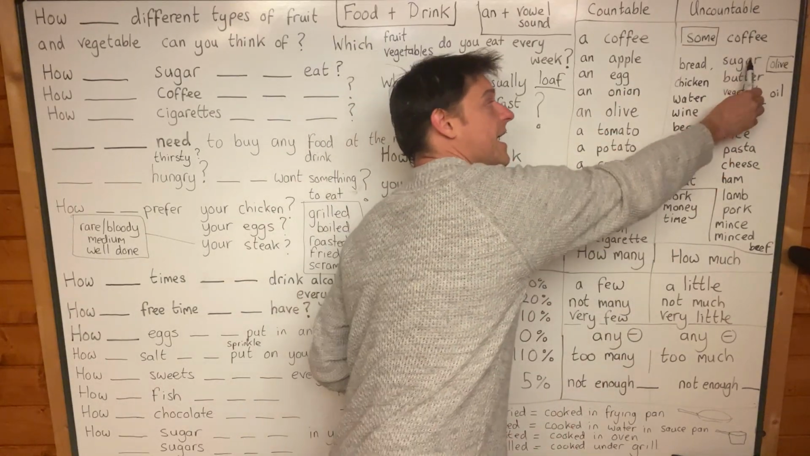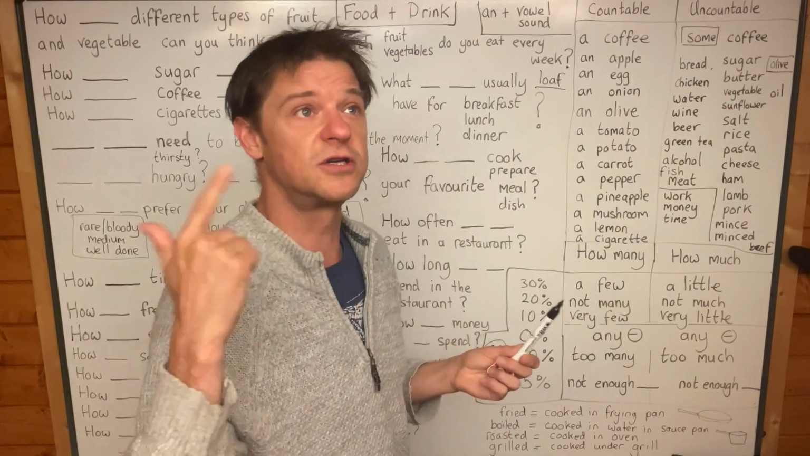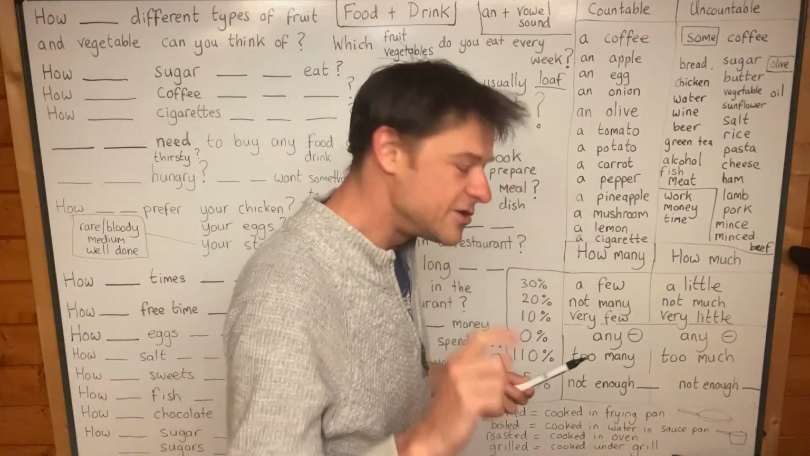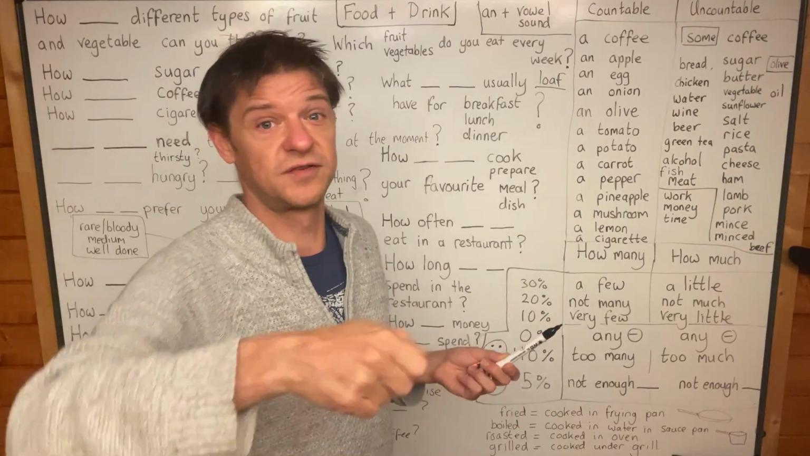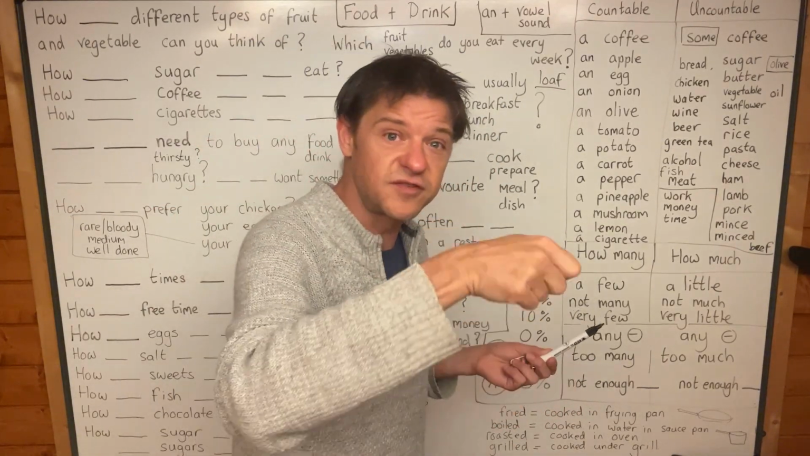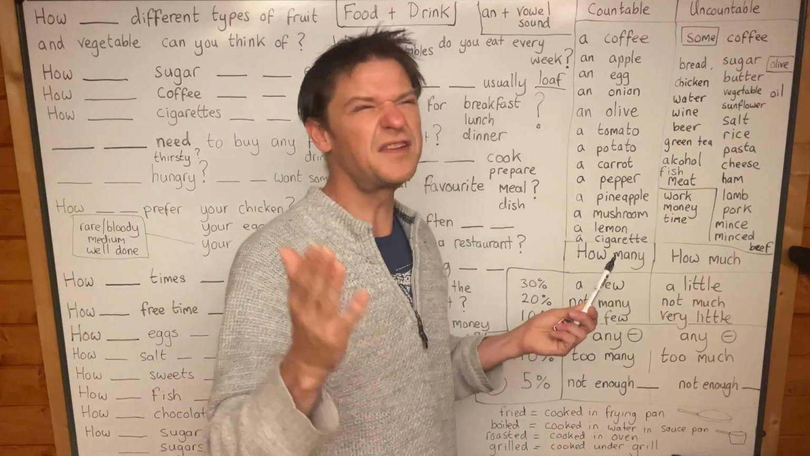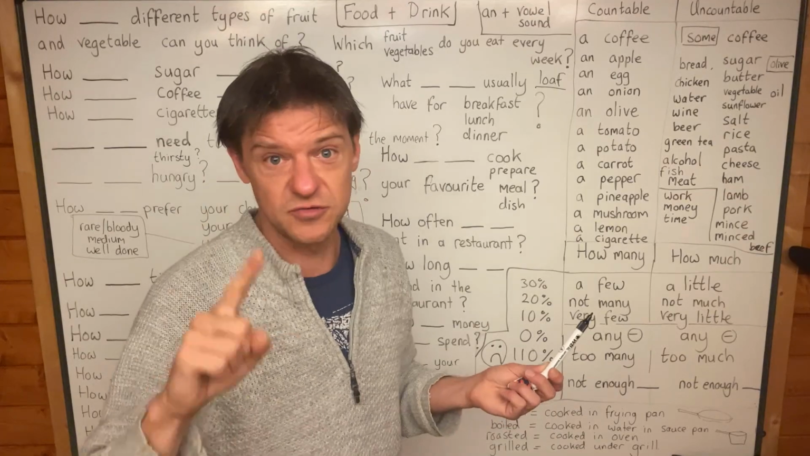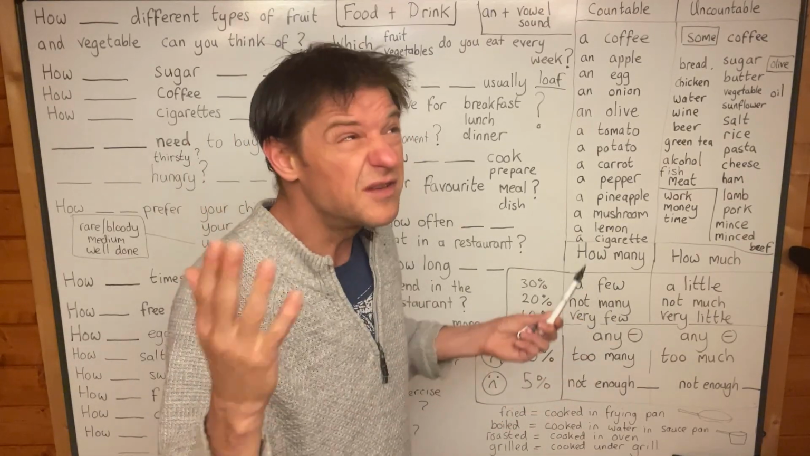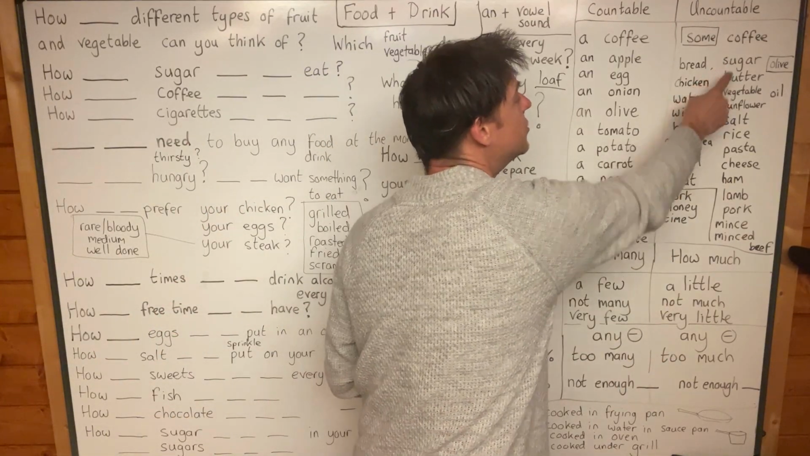Okay, you can't count sugar. You can't say one sugar, two sugars. Well, you can count spoons of sugar. So you can say one spoon of sugar, two spoons of sugar. And sometimes we just say one sugar, two sugars. So sometimes you can count sugar.